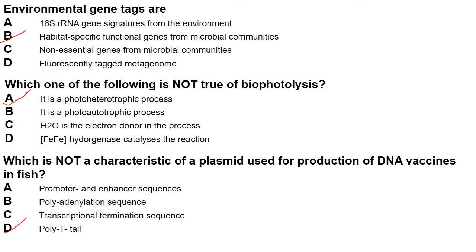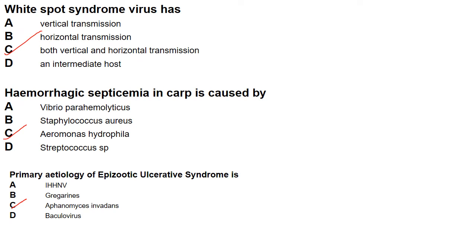Then, which is not a characteristic of plasmid used for the production of DNA vaccines in fish? It is poly-T-tail. Answer is option D. White spot syndrome virus has both vertical and horizontal transmission. Answer is option C. In horizontal transmission, viruses are transmitted among individuals of the same generation, while vertical transmission occurs from mother to their offspring.